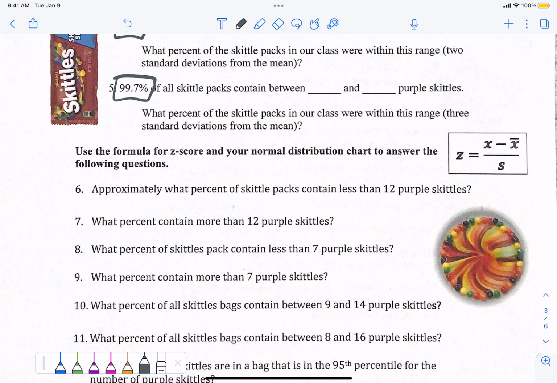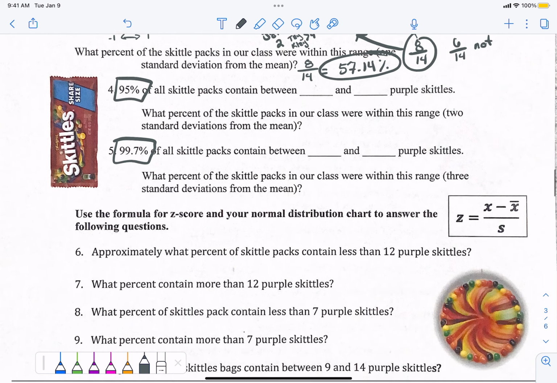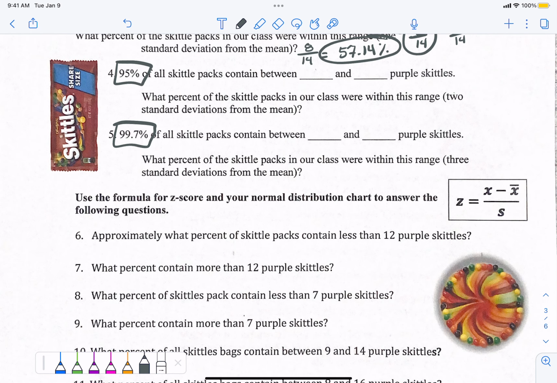Okay. So 95 and 99.7 are just those ranges. What's the percent for 0 and 18? No one had more than 18. Okay, so 100. So for our class, it was 100 and 100. And then 0 and 22. No one had more. So 100 again.